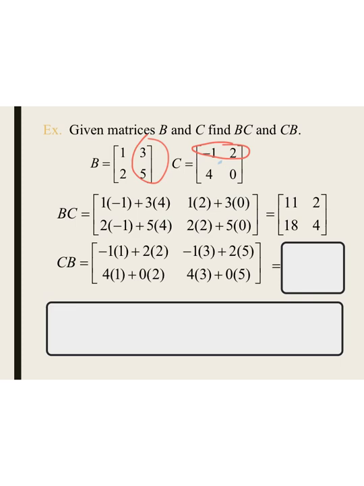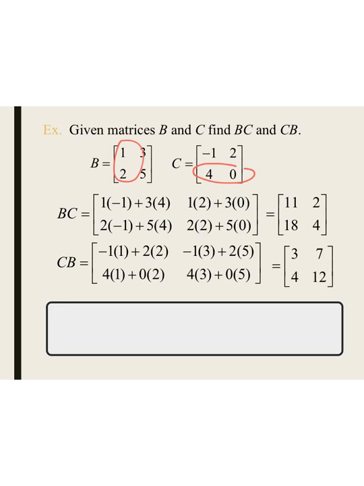Once we finish multiplying our first row in C, we can move on to multiplying by our second row in C. So I have my second row times the first column, which is going to be 4 times 1 plus 0 times 2, which we have here. And then finally, we have our second row times our second column. When I simplify, I end up getting 3, 7, 4, and 12.